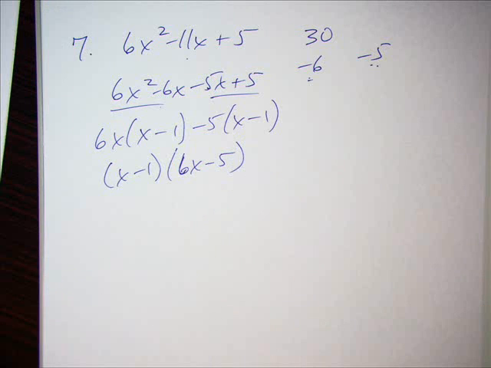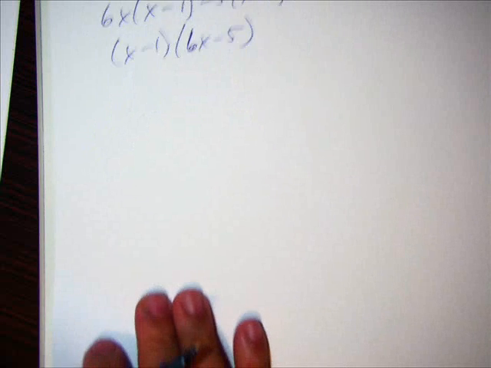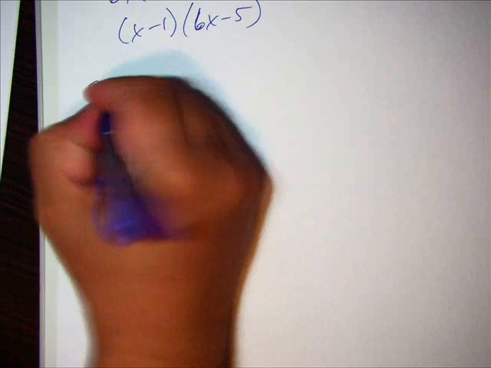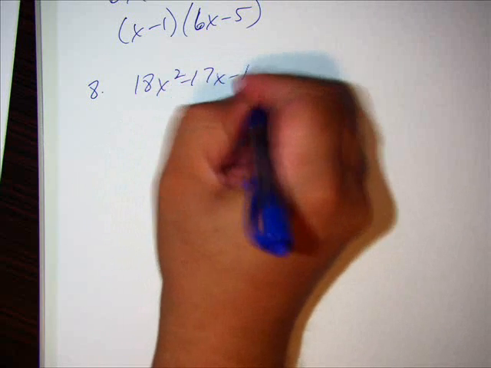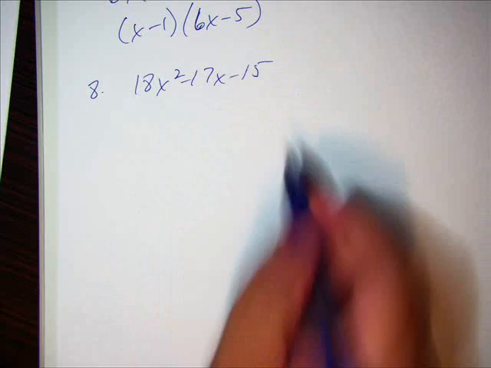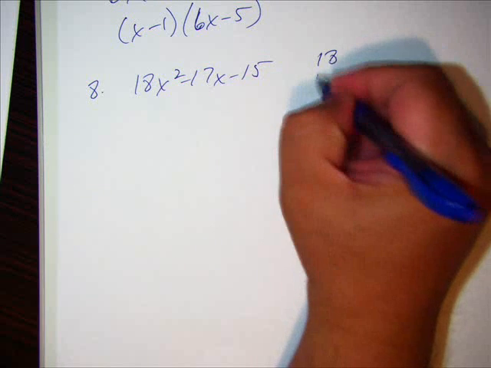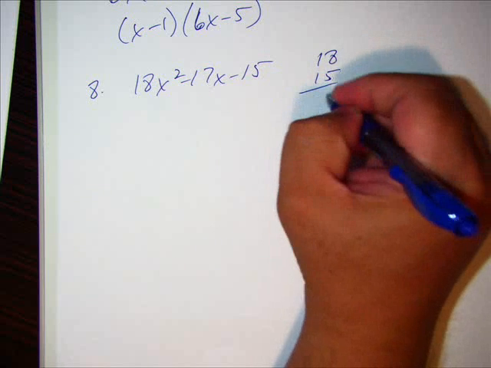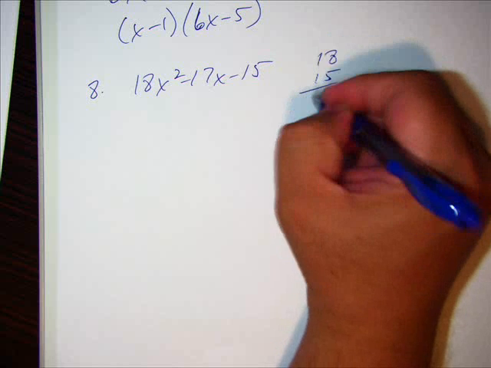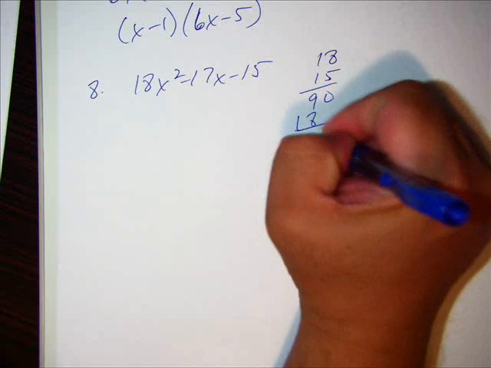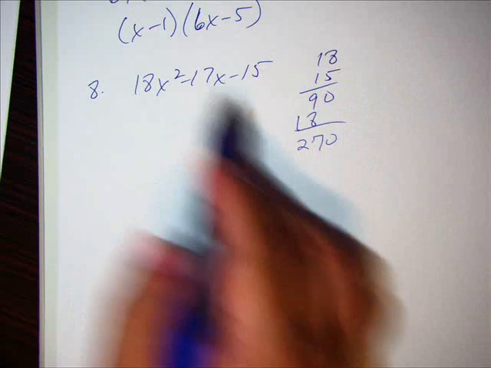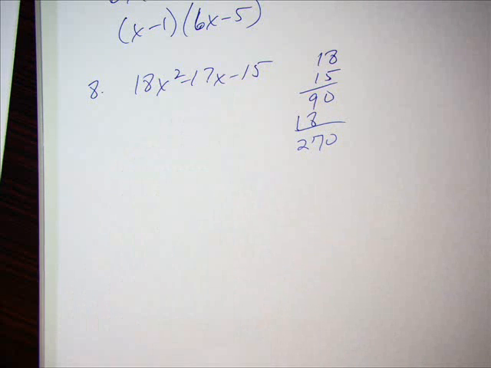Do I have time for number 8? Let's try it. Number 8. Ugh, maybe not. I don't think I could do 18 times 15 very quickly. 5 times 8 is 40. That's 90, 18, 270. Or the fact that 270, that's subtract to make 17.